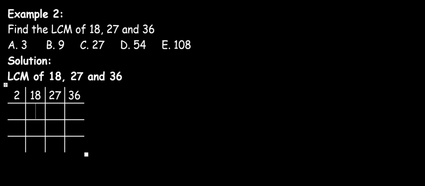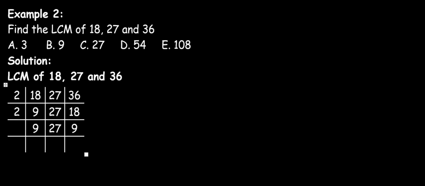Take 2. 2 divide 18 will give you 9. 2 cannot divide 27, so we bring it down without remainder. 2 divide 36, 18. We look at the resultant value. 2 can still divide one of the numbers there, so we're free to go with 2. 2 divide 9, we bring 9 down. 2 divide 27, cannot, bring it down. 2 divide 18, gives you 9.